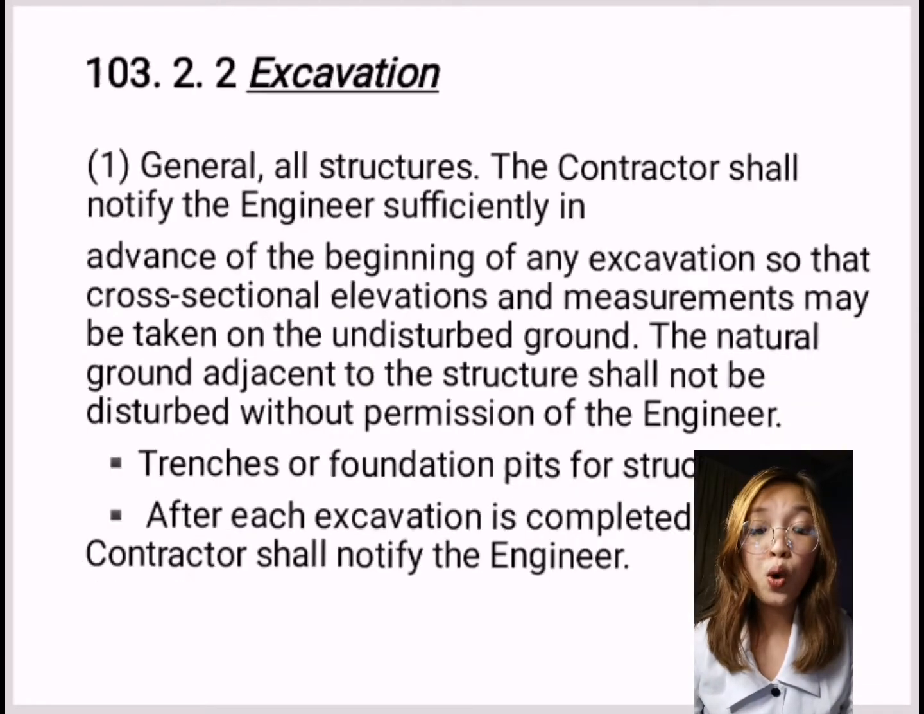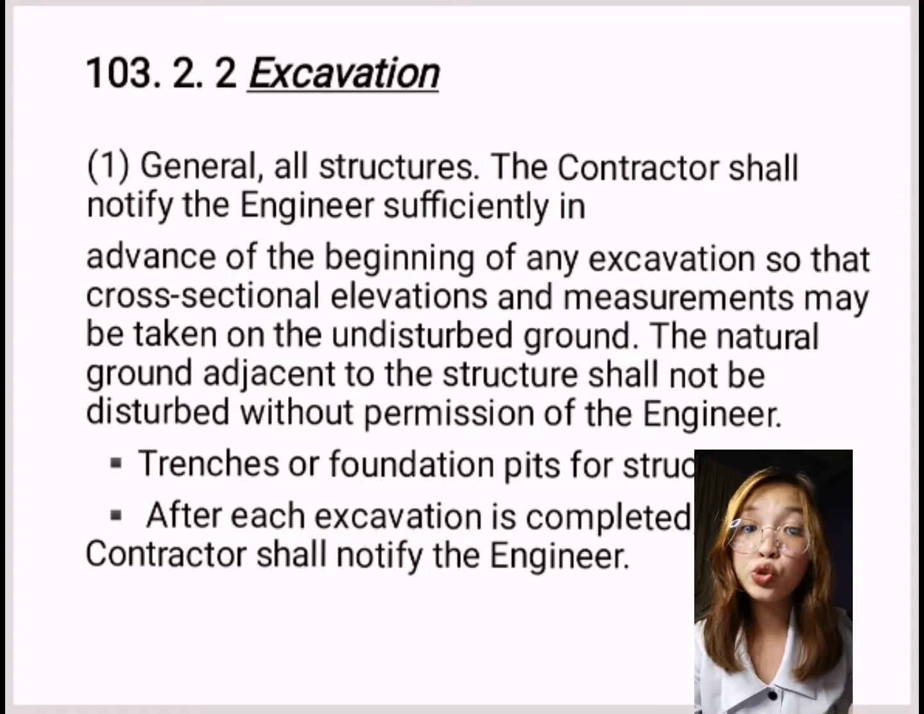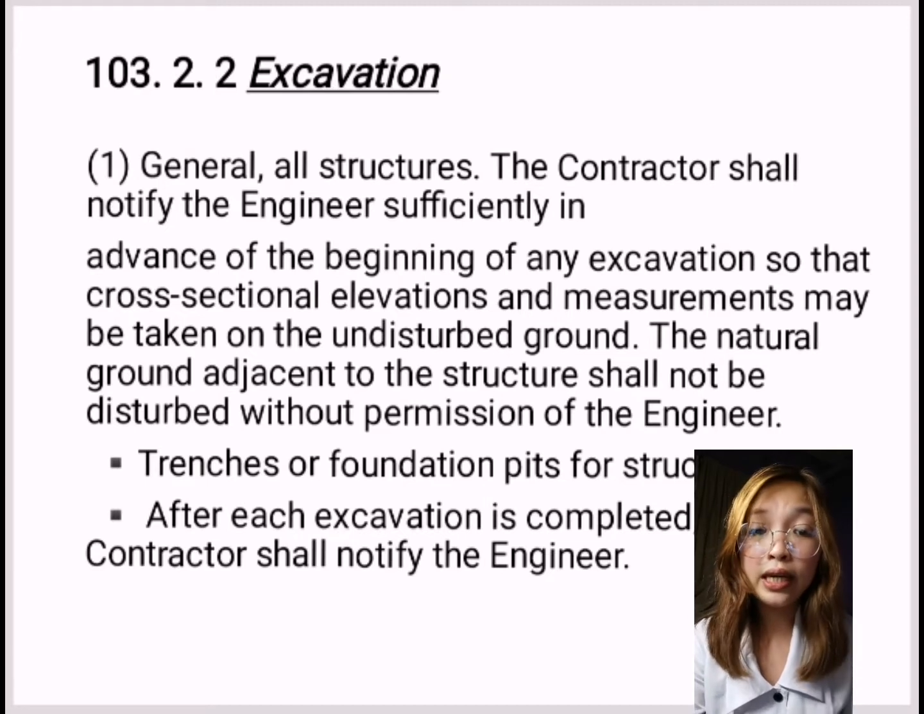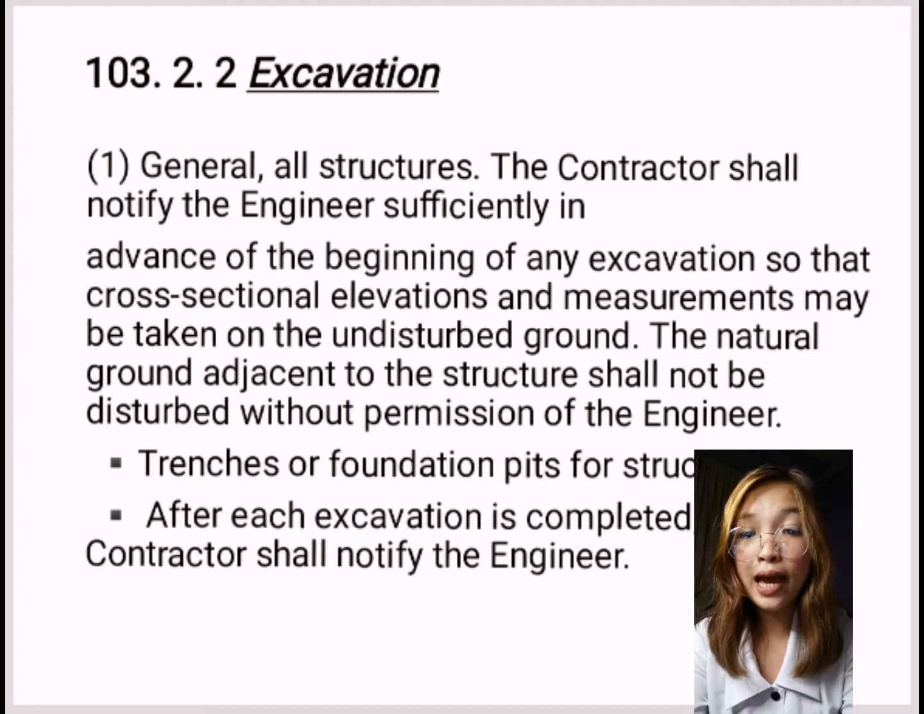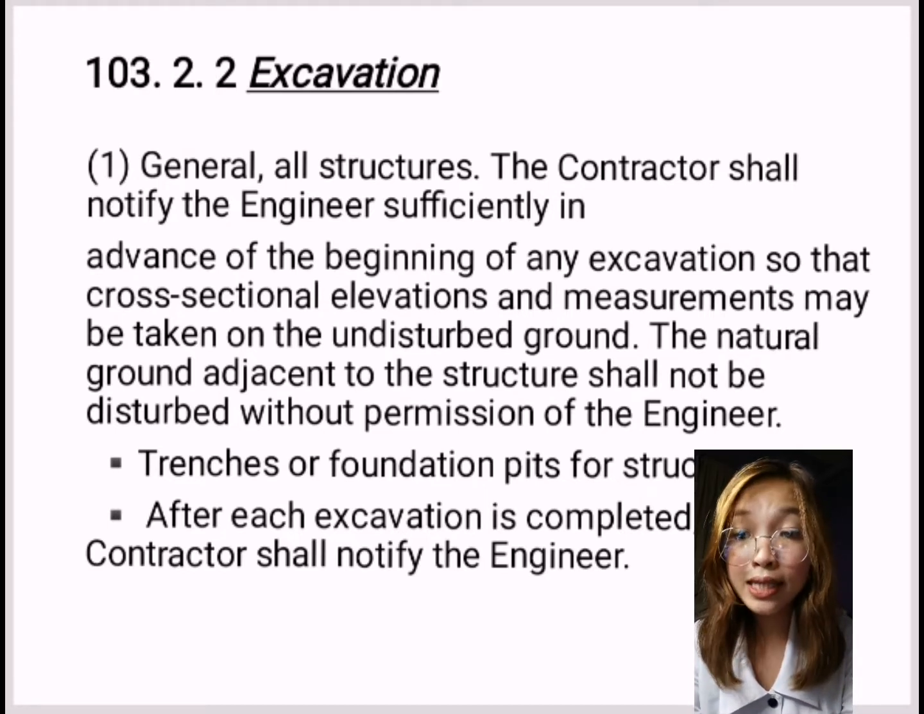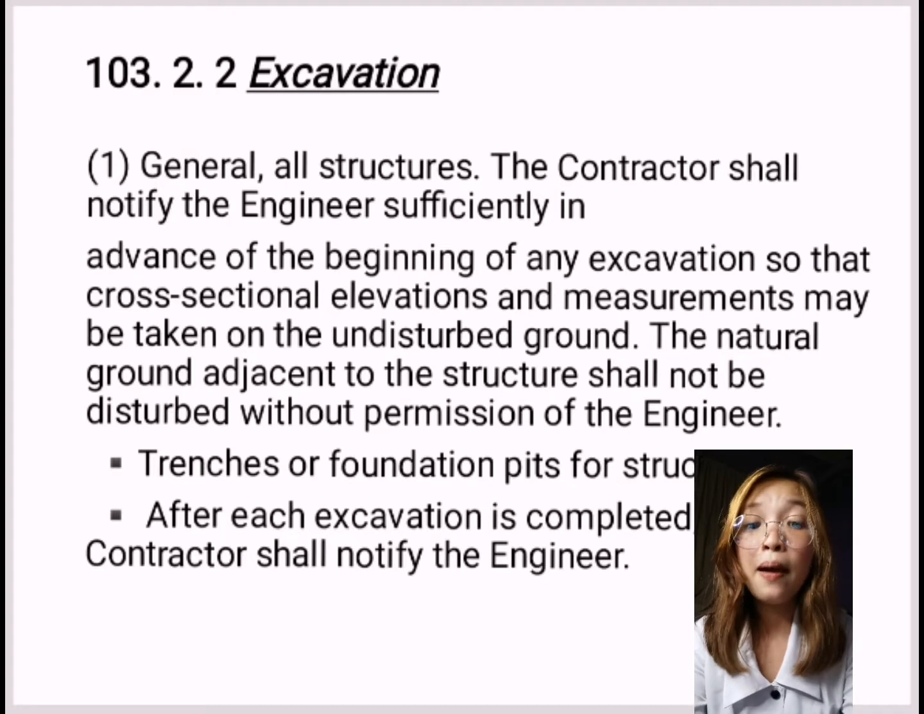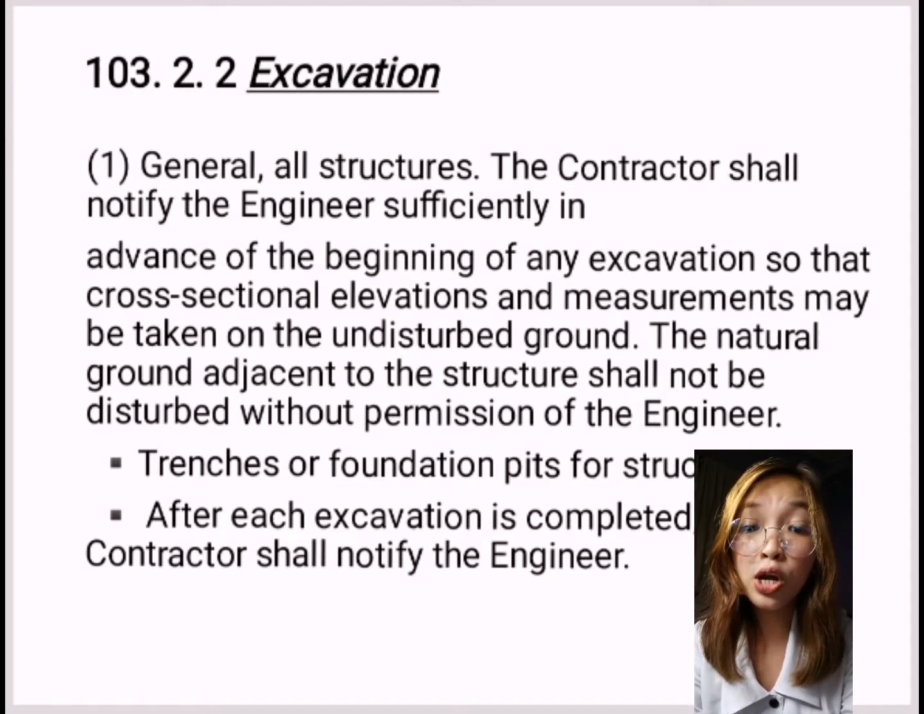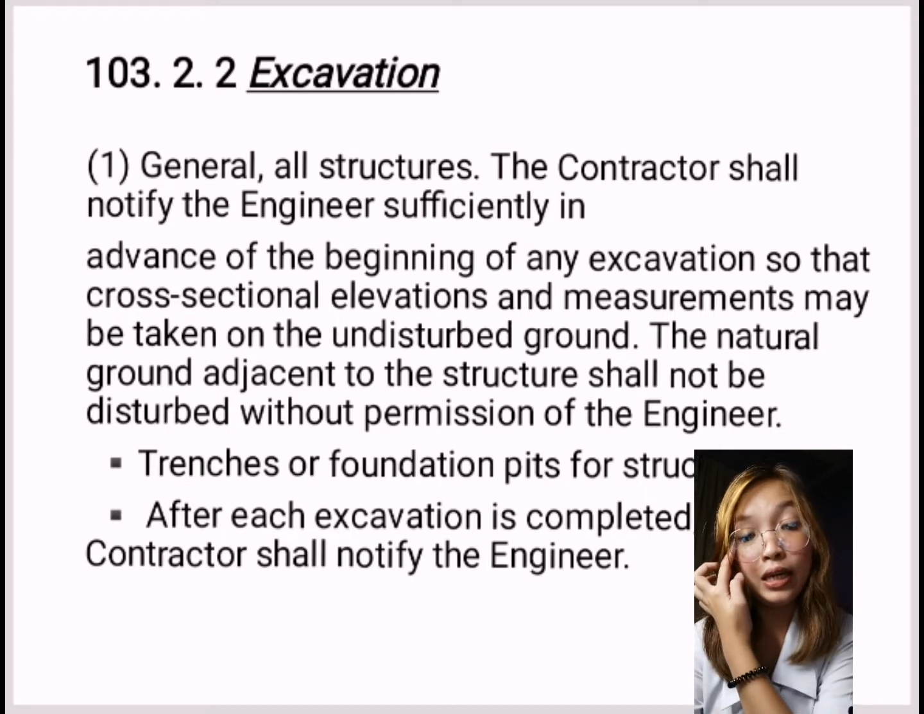So, let's proceed to item 103.2.2, which is the excavation. First is the general, or the all structures. The contractor shall notify the engineer sufficiently in advance of the beginning of any excavation so that cross-sectional elevations and measurements may be taken on the undisturbed ground. So, the natural ground adjacent to the structure shall not be disturbed without permission of the engineer.